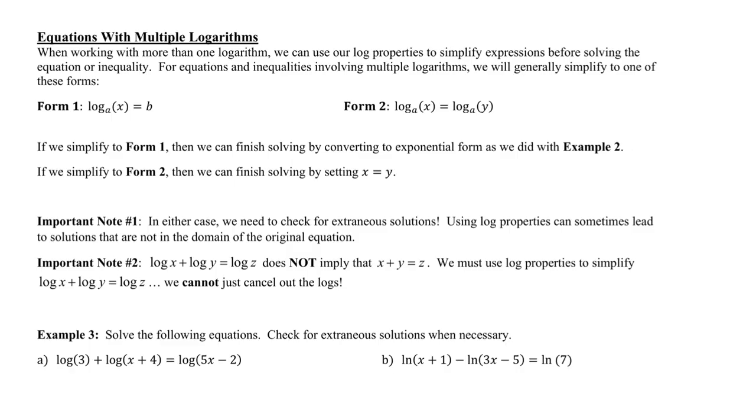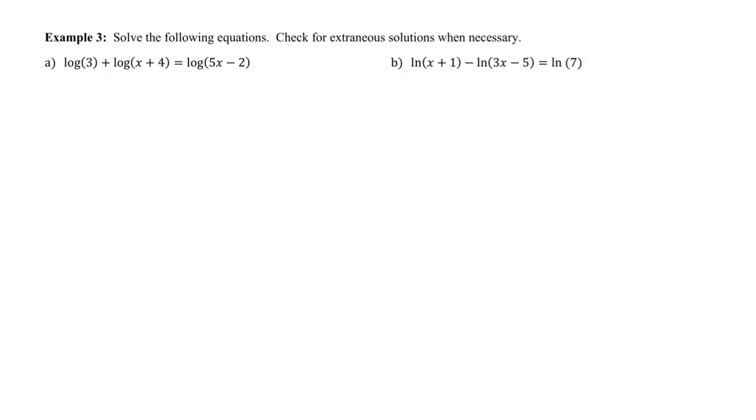All right, let's do example 3. Hopefully that will make sense when we do an example. All right, so let's see here. On A, let's count up how many terms we have. This is one term, this is one, and this is one. So I have 3 terms. All 3 of them have logarithms. So that's going to be form 2. I want to get it down to one log on the left and one log on the right.